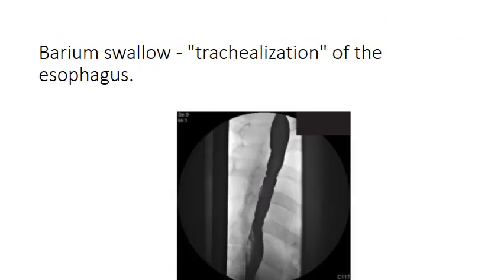And barium swallow in a patient with eosinophilic esophagitis shows mild segmental ring-like areas of narrowing in the proximal and mid esophagus. It represents the trachealization of the esophagus.